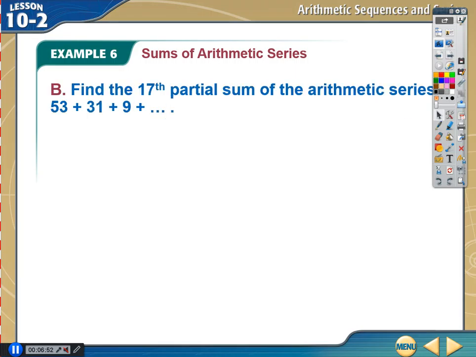And here we go. It says now find the 17th partial sum of the arithmetic sequence 53, 31. Ooh. So now they're asking me specifically for the 17th partial sum. Well, if they give me one that looks like this, I have that second formula, remember? Second formula, S sub n equals n over 2 times 2 a sub 1 plus n minus 1 d. They want the 17th partial sum. So that's where 17 is n.